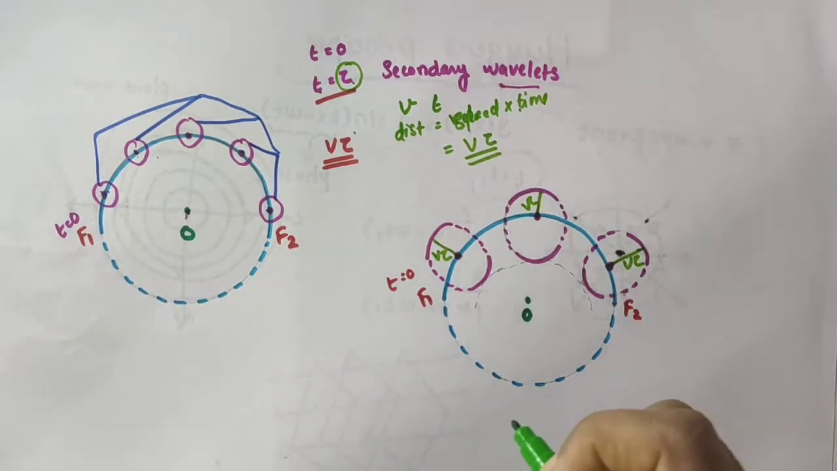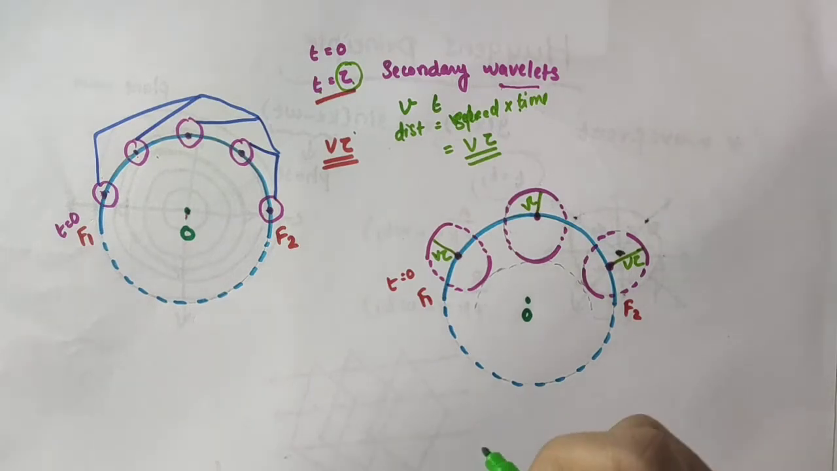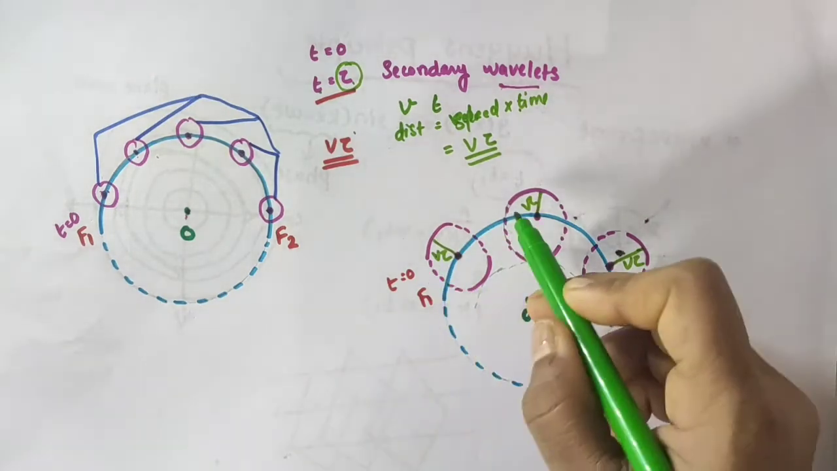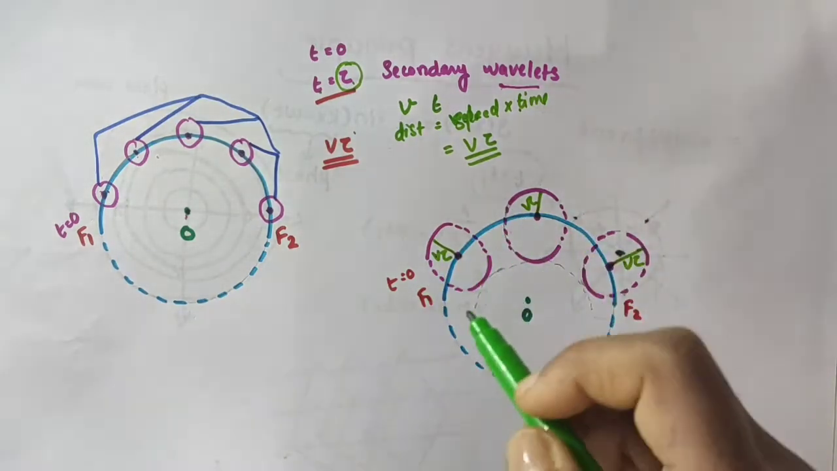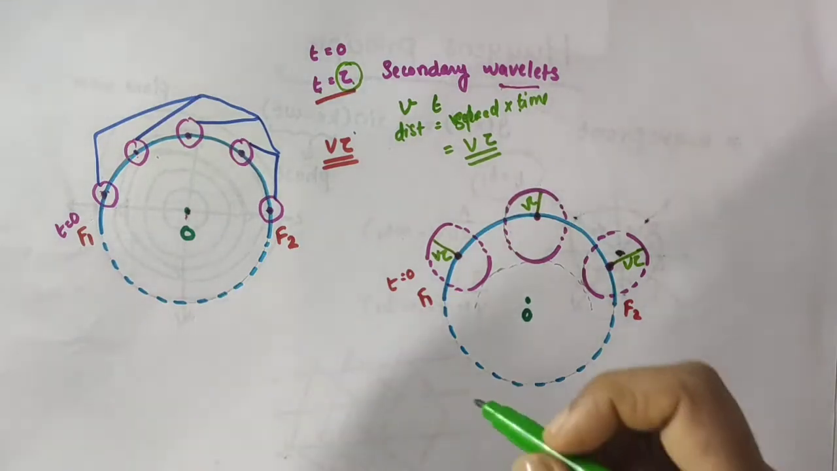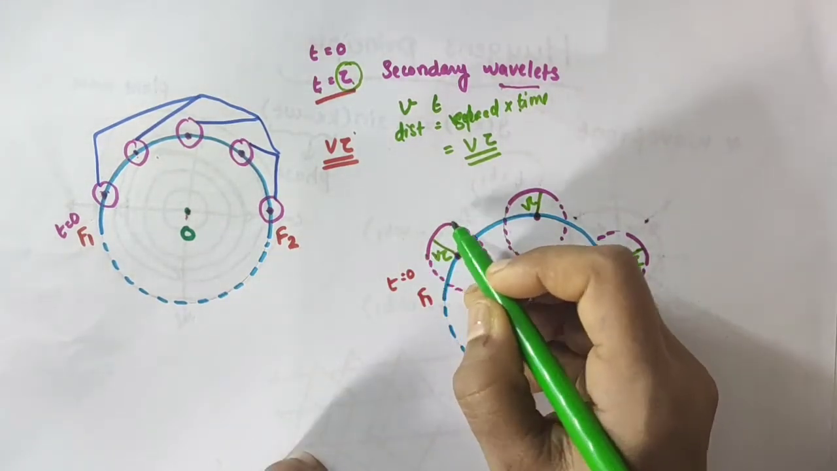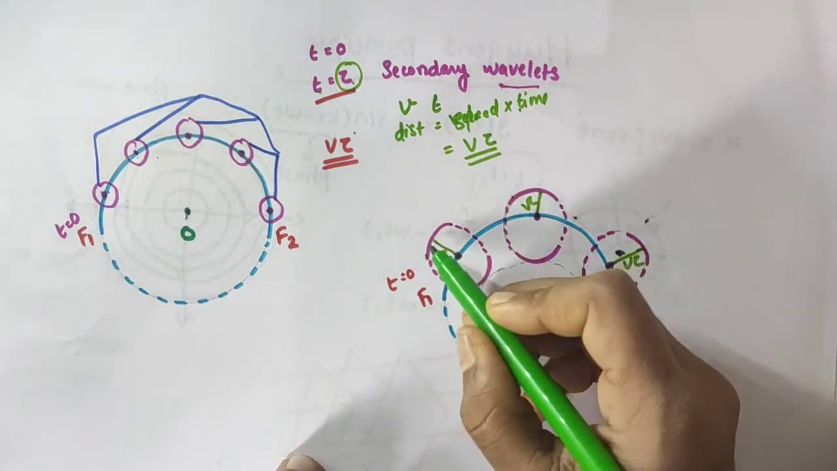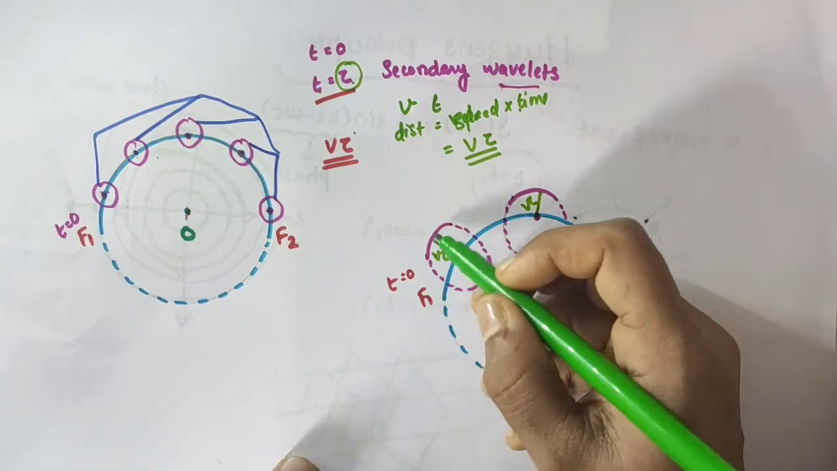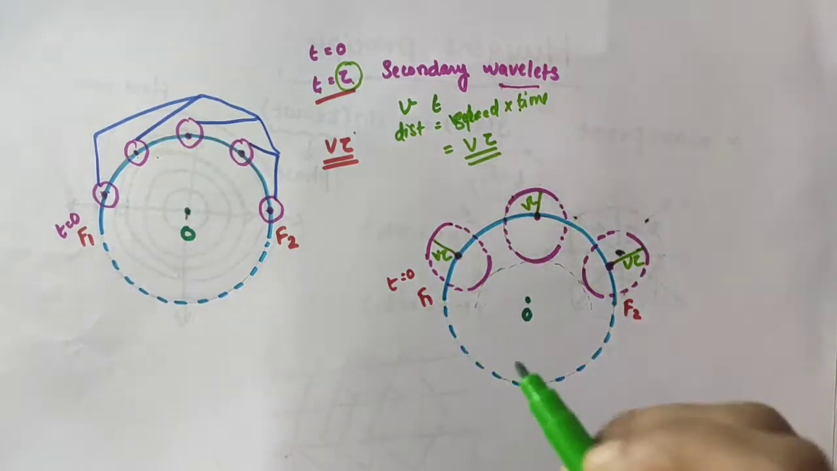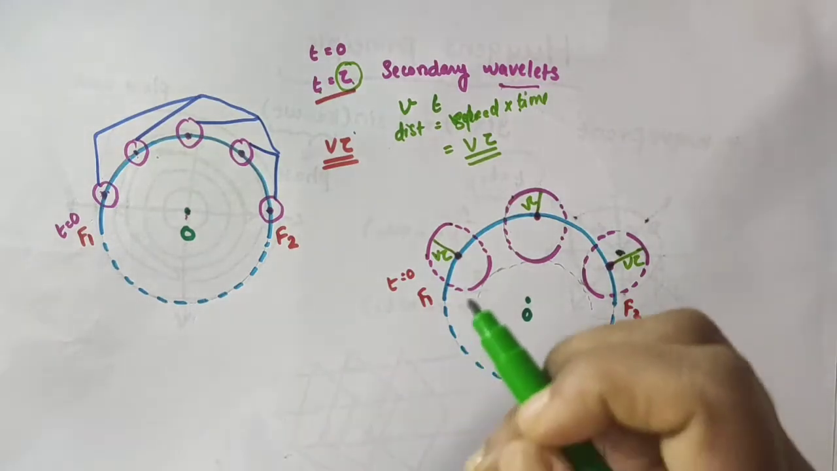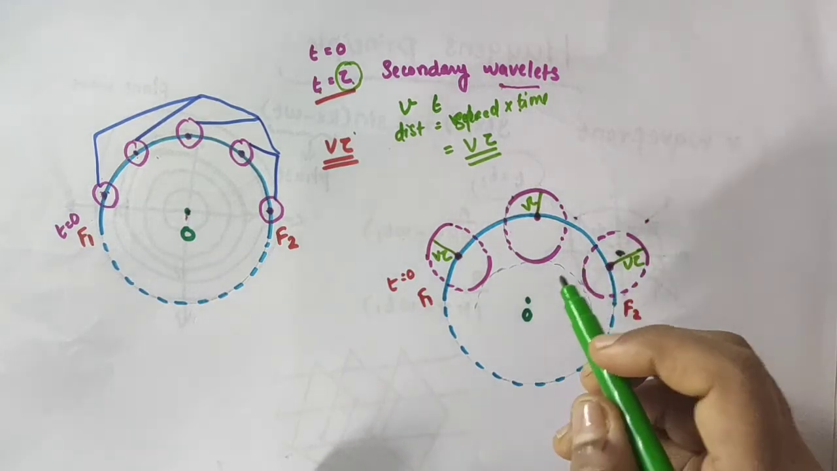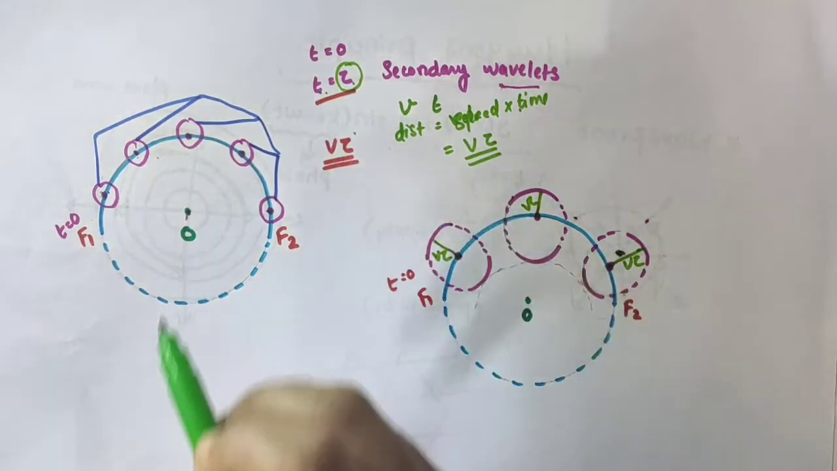Now, what we want to do is draw a common tangent to all these spheres. We can draw a tangent at this point, at this point, at this point, but we want a common tangent, one that passes through all these spheres and joins them. So, first of all, we draw a common tangent to all these spheres, and we will obtain the new position of the wavefront at t equal to tau.